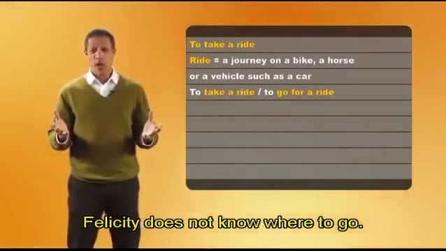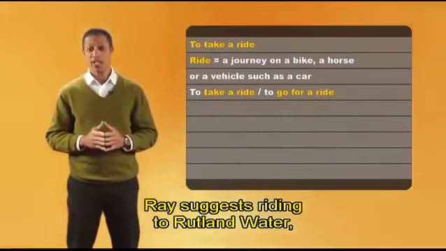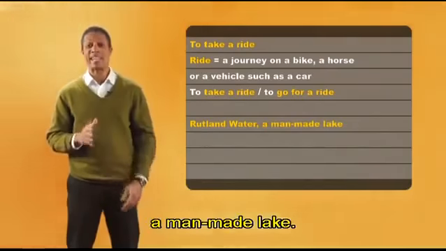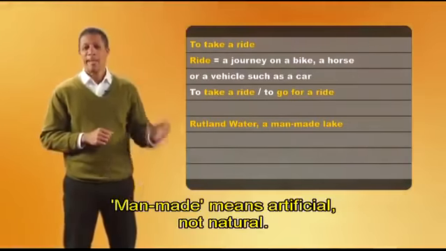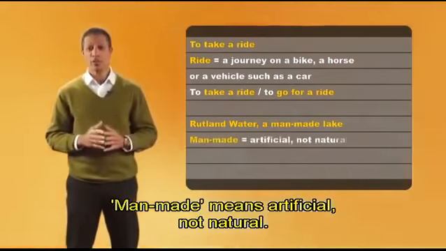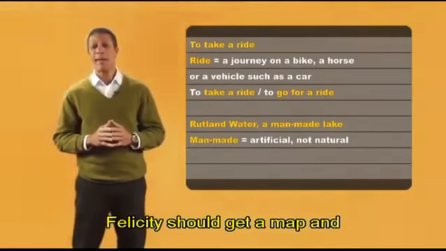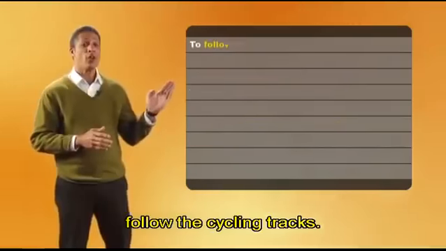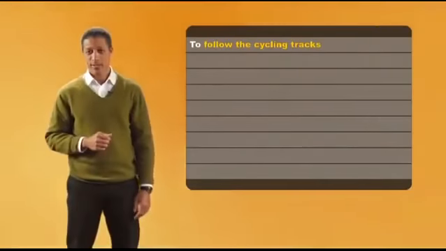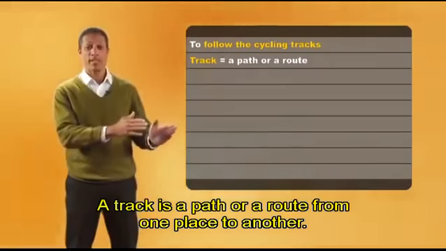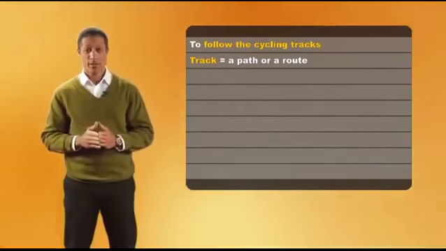Felicity does not know where to go. Ray suggests riding to Rutland Water, a man-made lake. Man-made means artificial, not natural. Felicity should get a map and follow the cycling tracks. A track is a path or a route from one place to another.